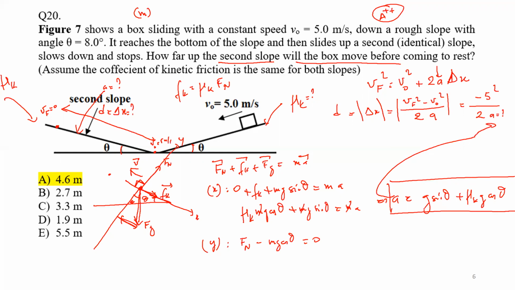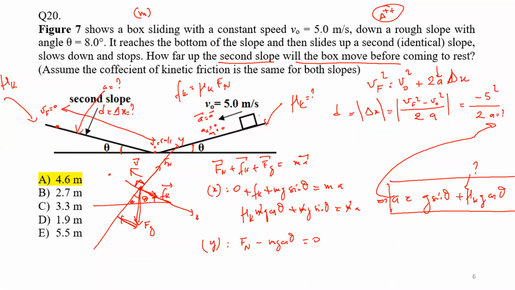Now, the problem is I know g, I know theta, but I don't know mu k. Now, how to find mu k? Let me go to the first part. In the first part, I have constant velocity, which means acceleration is equal to 0. That means acceleration along x is equal to 0, acceleration along y is equal to 0.